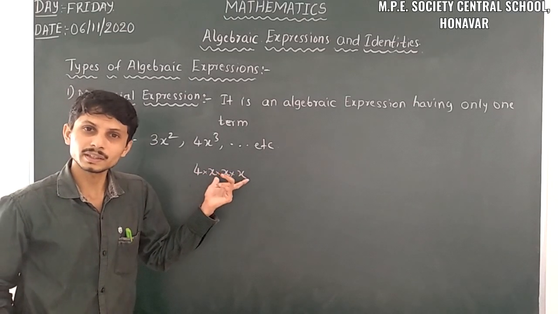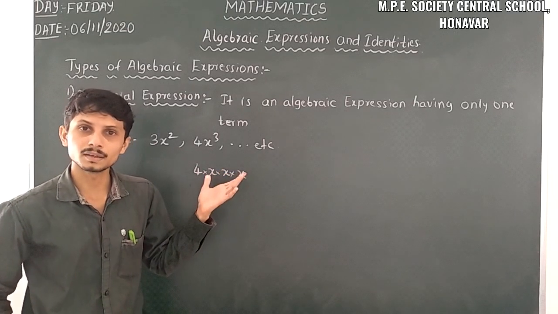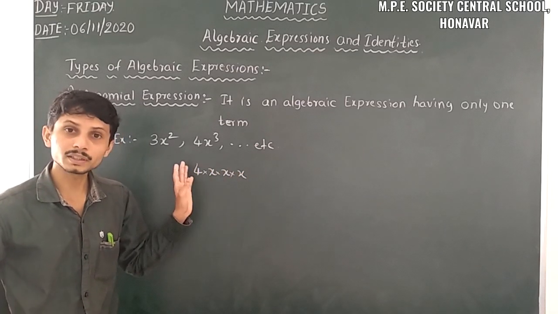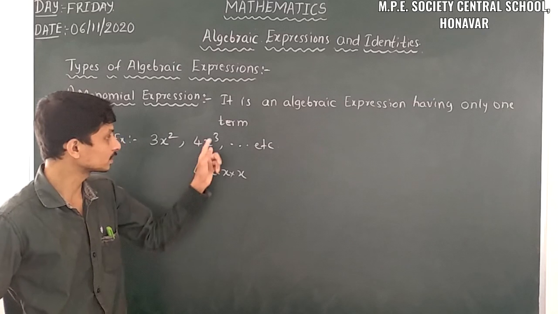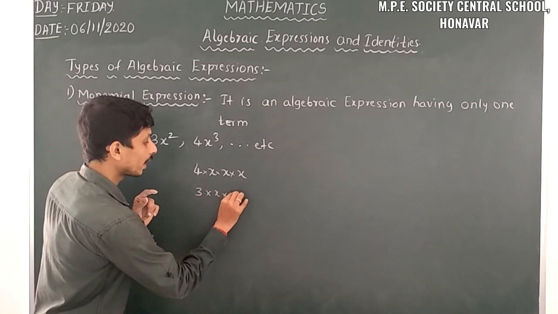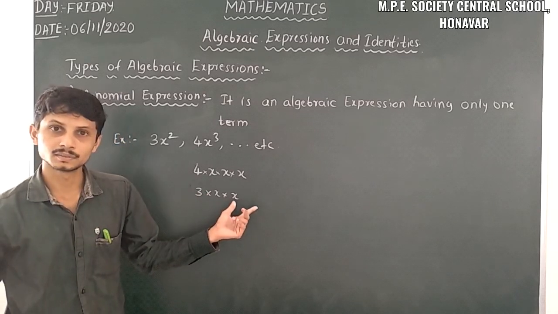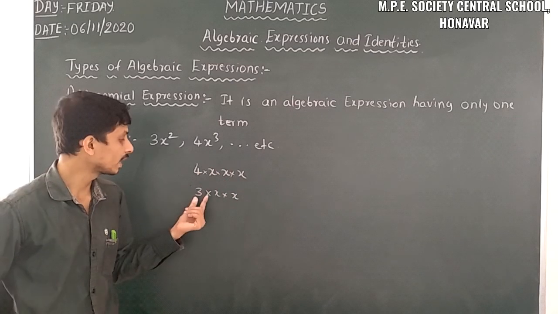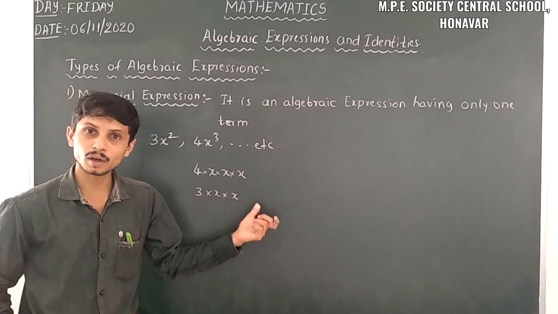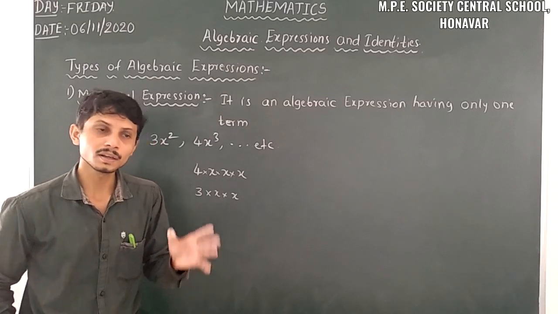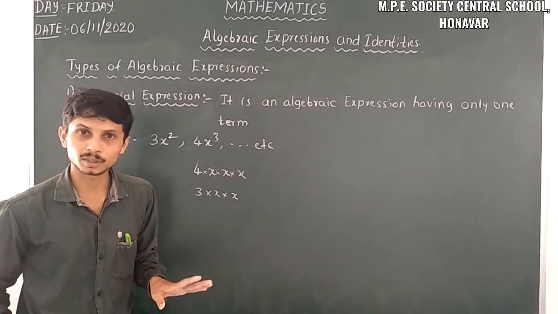So it can't be considered a polynomial. There is no more than one term here. Here we can convert it into only a single term, that is 4x cube. Here also, 3 into x into x is 3x square. Only one term is possible. x square is the variable and 3 is the coefficient of that.